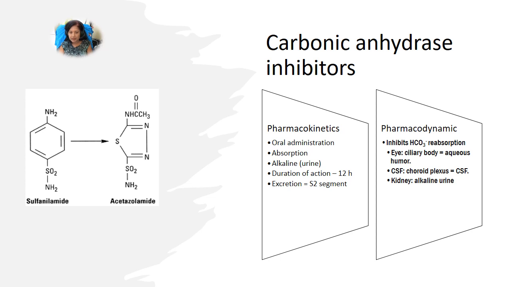One of the major applications is that it's used in the eye to reduce ocular pressure by inhibiting the secretion of bicarbonate ions, which is responsible for the production of aqueous humor by the ciliary bodies. It also works at the cerebrospinal fluid, where bicarbonate secretion by the choroid plexus to form cerebrospinal fluid could be blocked to reduce the production of it. And also, it increases urine output by the kidneys.